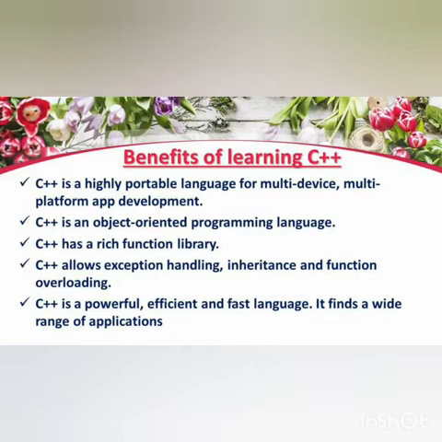So, C++ is a portable language. With the help of C++, many apps are developed. Then C++ is an object-oriented programming language and includes classes, inheritance, polymorphism, data abstraction and encapsulation. So these are the concepts which are involved in the object-oriented programming language.